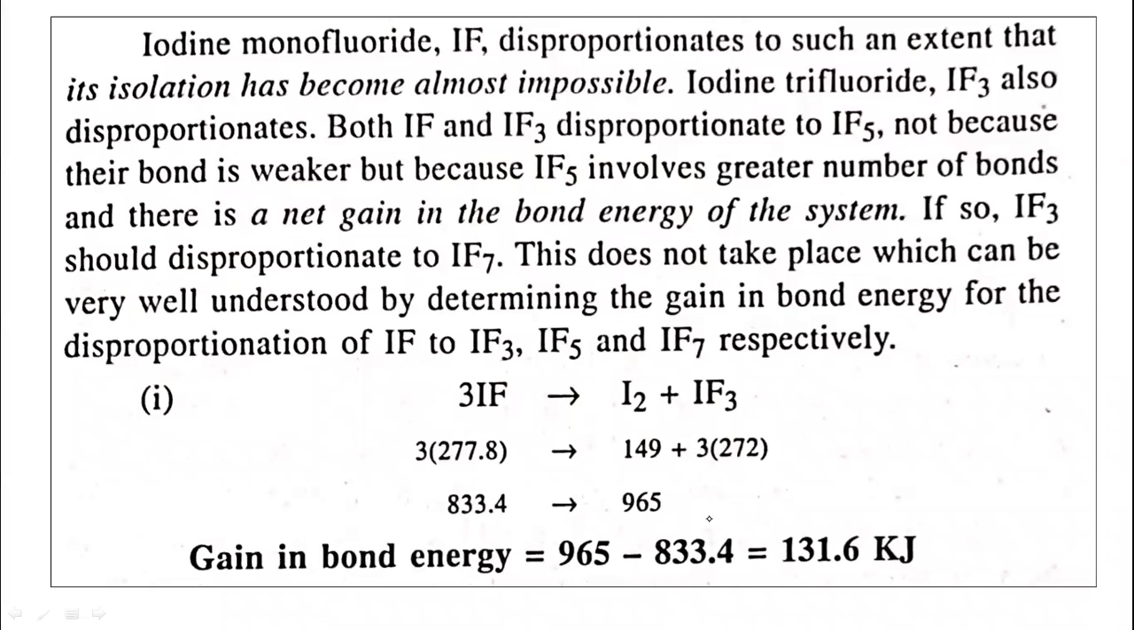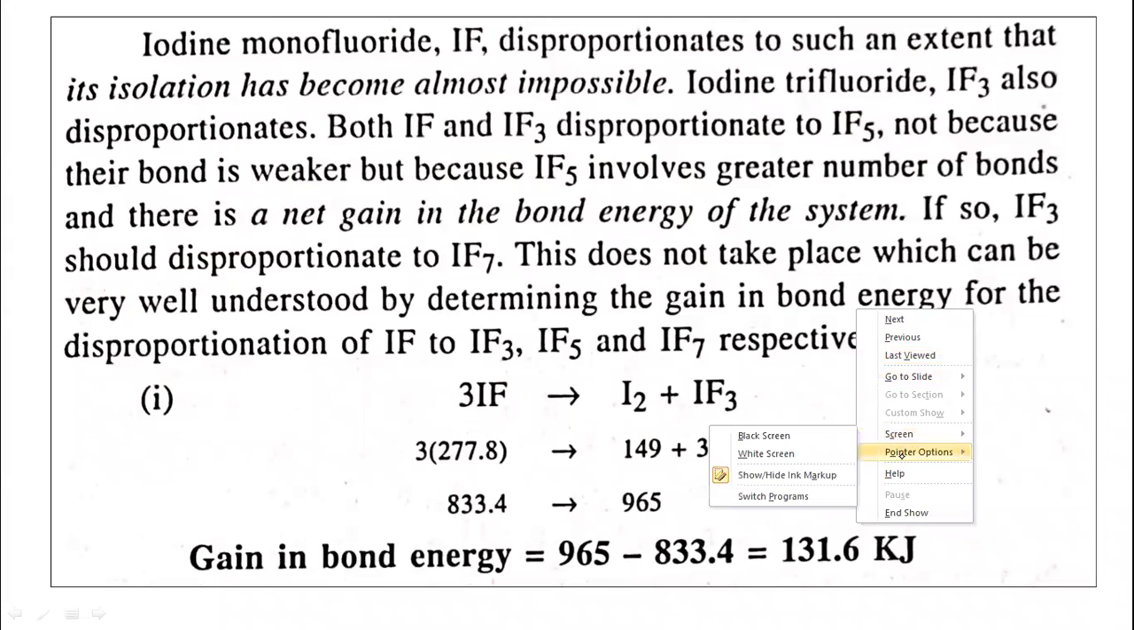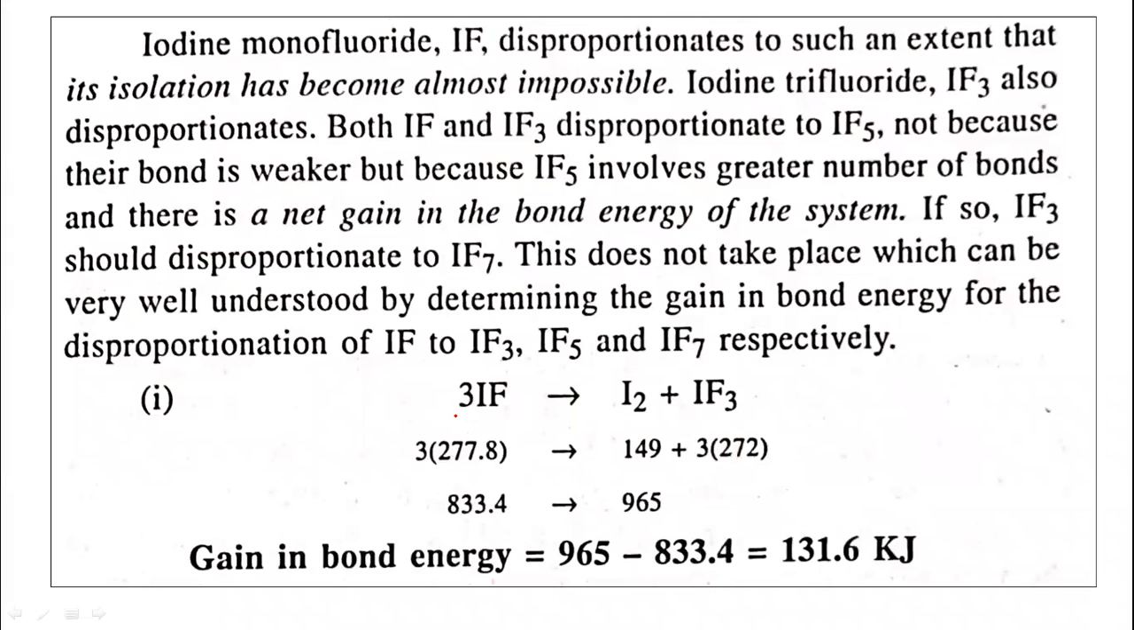Okay. Now let us convert another disproportionation reaction. You can see here, IF is disproportionated to IF3. So if we take 3 IF molecules converted to I2 plus IF3. So the single bond energy 277 multiplied by 3, as 3 IF molecules are there. I2, the bond energy is 149. IF3, 3 multiplied by 272 here because 3 fluorine atoms are bonded to the iodine atom.